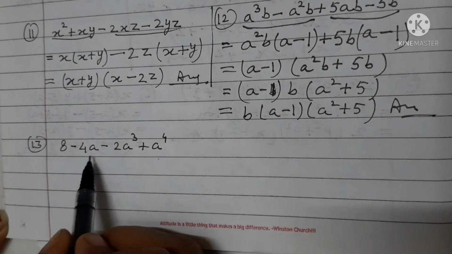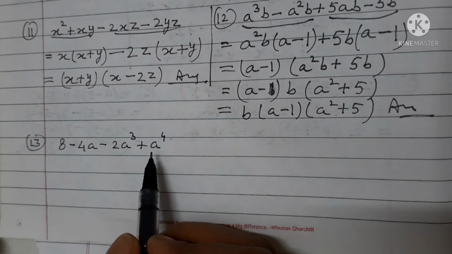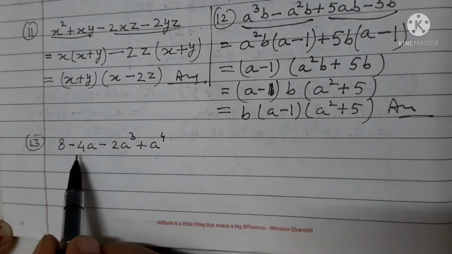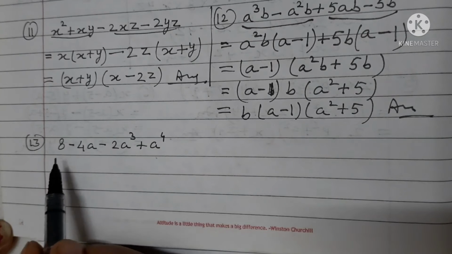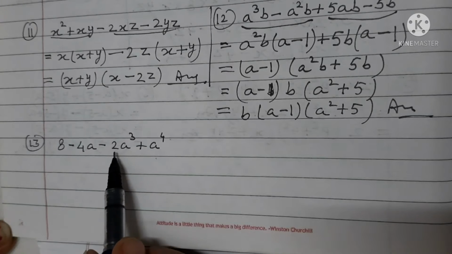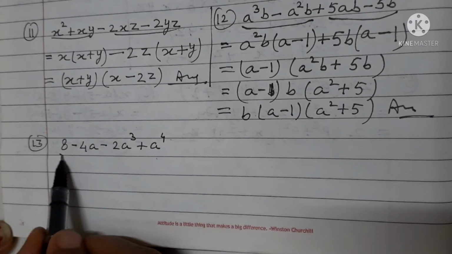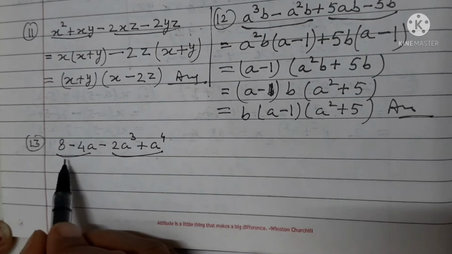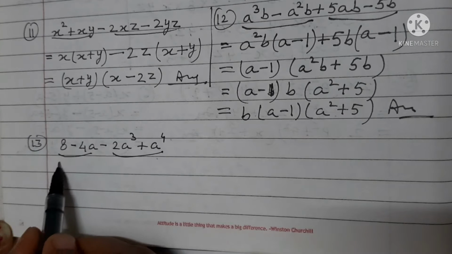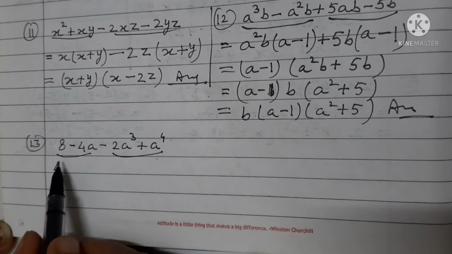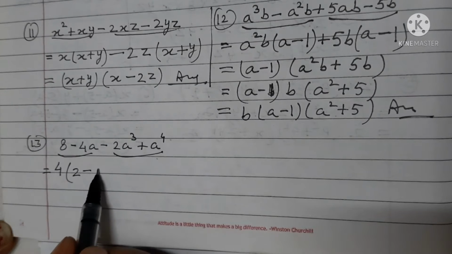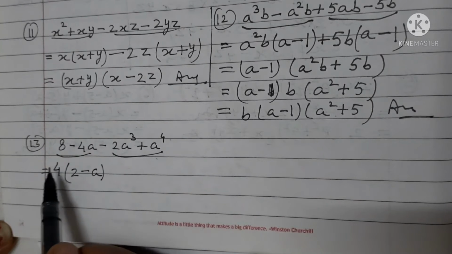Question number 13. 8 minus 4a minus 2a cube plus a to the power of 4. Here we can make a group of these two, because you can take 4 common. So here 2 remains, and when you make the other group, 2 is present in the term. So I think this is right for grouping. So from these two terms you can take out 4 common, because you can write 4 times 2, 4 common, and in the bracket 2 minus a, because you have taken 4 common.